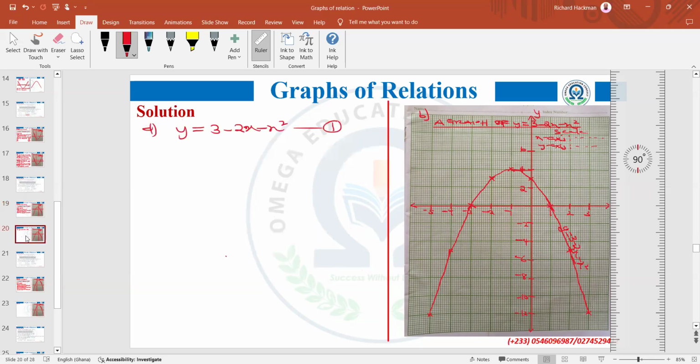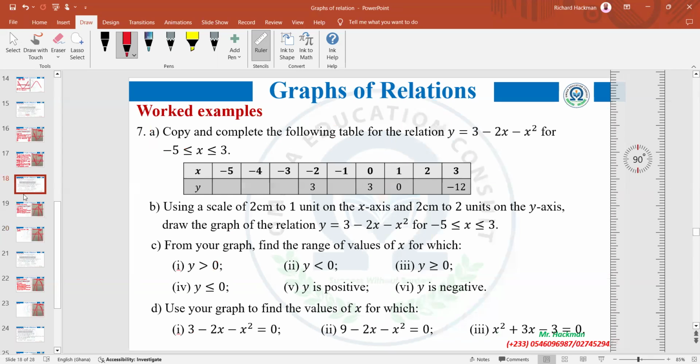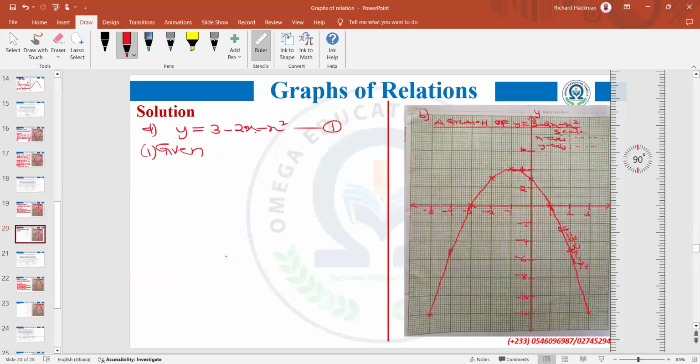Okay, so now let's go and pick our I. What is the equation given? Let me see if you can pick the equation. It's the same: 3 minus 2x minus x squared equal to 0. Thankfully, everything is on one side equated to 0.